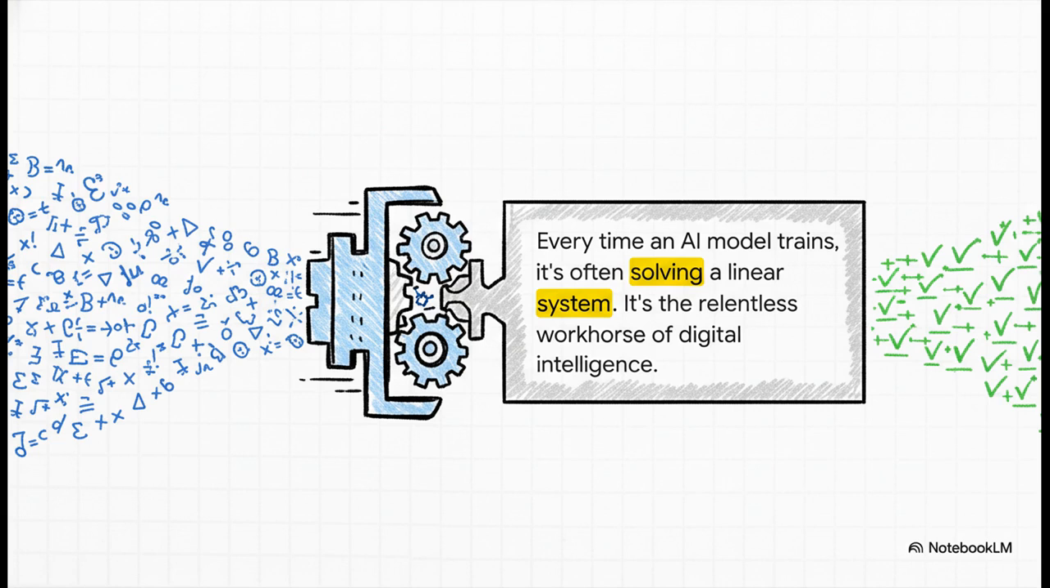See, every time an AI model trains, what it's really doing is trying to find the perfect settings, the perfect parameters to get its errors as low as possible. And that whole search for perfect is framed as one giant problem of solving a massive linear system. This is the quiet, relentless workhorse of modern AI.